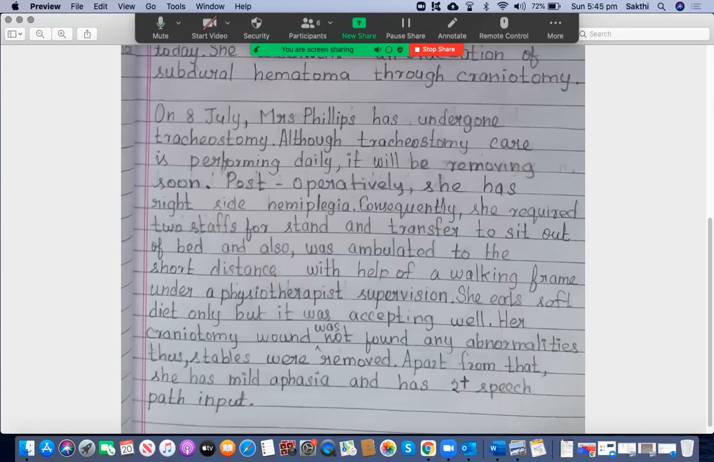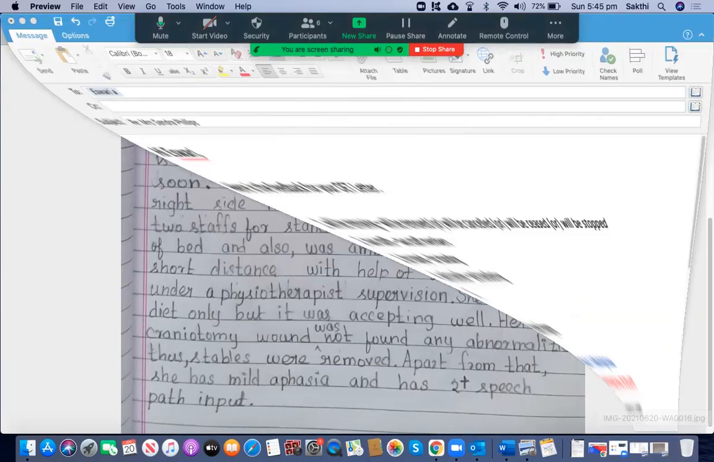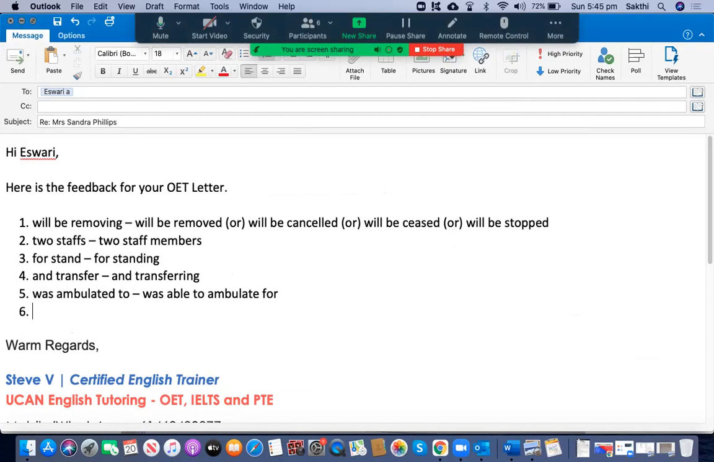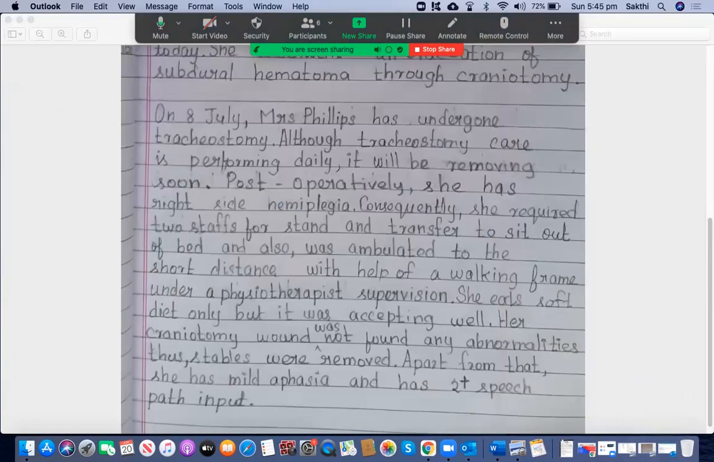It's not "to the short distance." She was able to ambulate for the short distance. "Was ambulated" is wrong. Was able to ambulate for the short distance. All right. Okay, let's go to the next one.